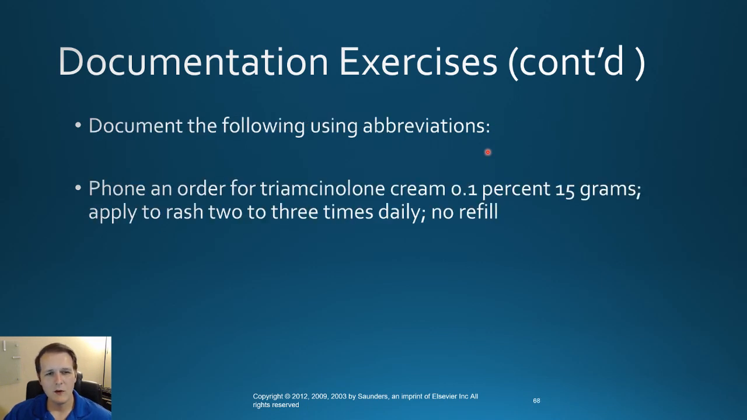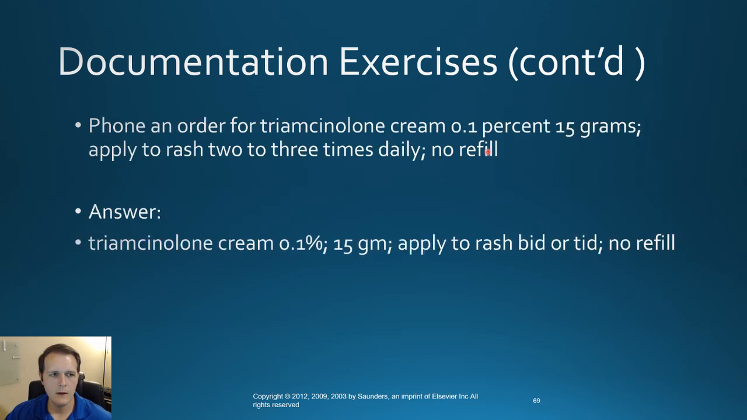How about we're phoning an order for a cream? It's triamcinolone cream 0.1%. Notice here it's not .1%, it's always 0.1. You want that leading 0 on there. 15 grams, we're applying to rash 2 to 3 times daily, no refills. You would say triamcinolone cream, 0.1%, 15 grams. Note here that a lot of topical products could either come in ointments or creams or gels. So it's really important to note the dosage form. Here it's a cream, 15 grams, apply to rash, BID or TID, no refills.